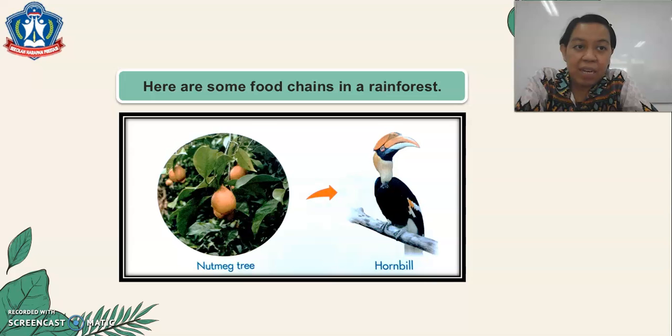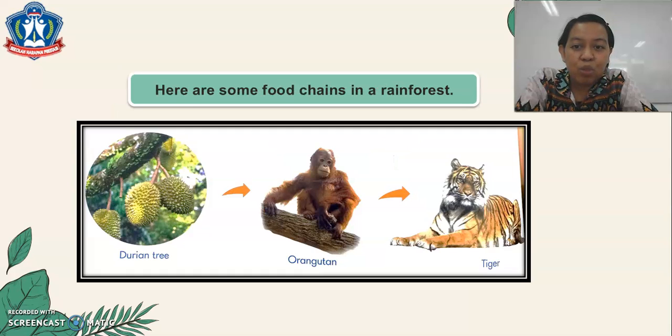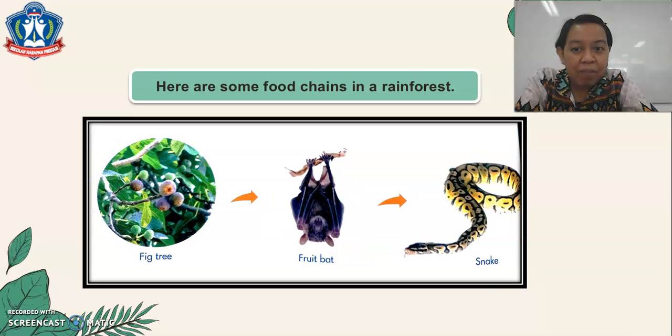Nutmeg tree is eaten by a hornbill. Durian tree is the producer, and the consumers here are the orangutan and the tiger. Another example, fig tree is the producer and the consumers are the fruit bat and the snake.